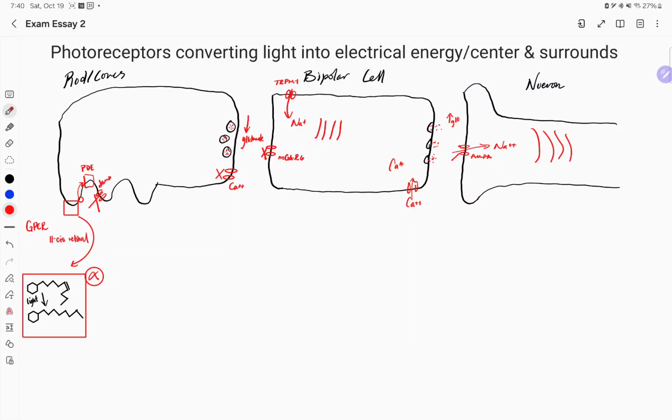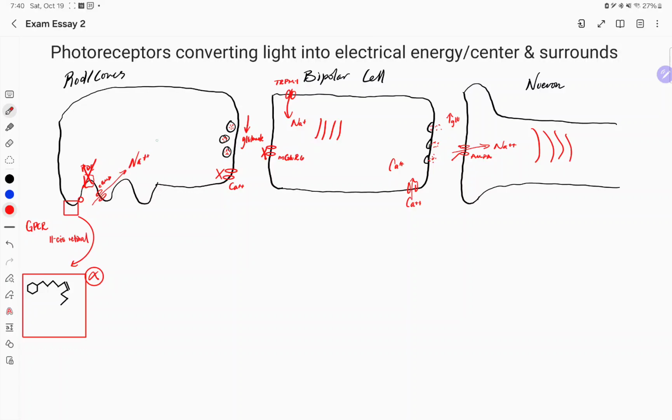Well, if it's dark, we will not have 11-trans-retinol; 11-cis-retinol is going to stay in this conformation. So we won't have 11-trans. If we don't have 11-trans, then we don't have the alpha subunit being kicked off. It's going to stay there. And if that's the case, now PDE is not going to be activated, which means that this cyclic GMP channel is open, allowing cations in.